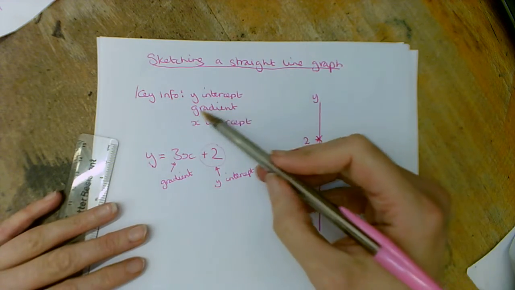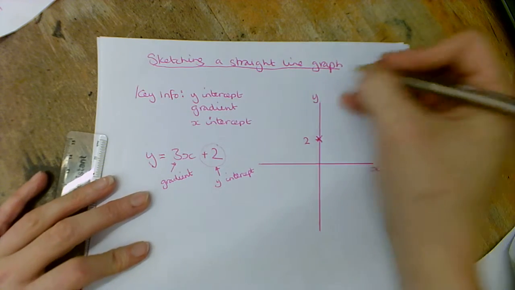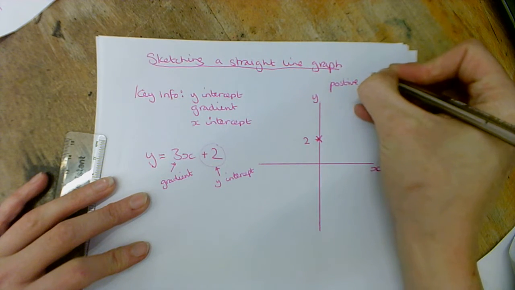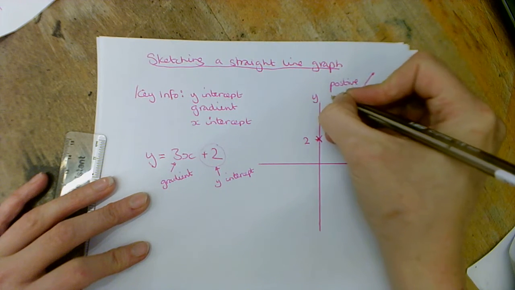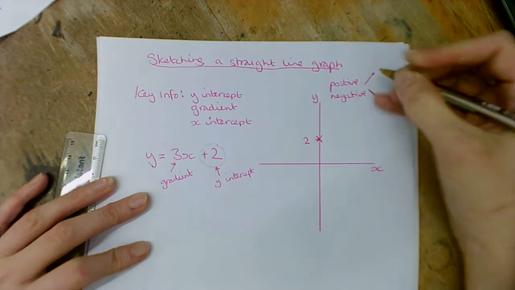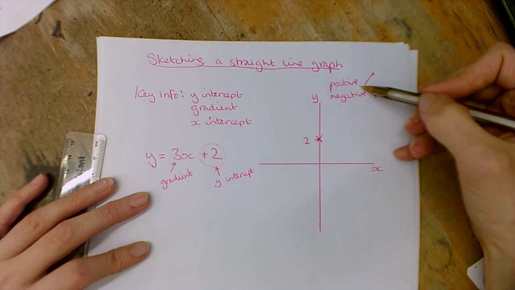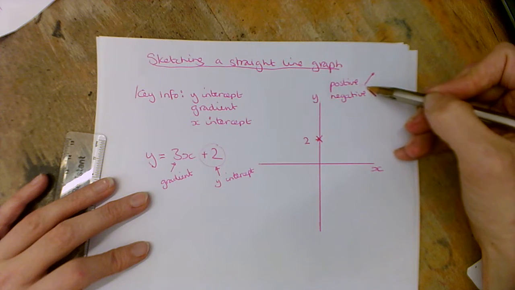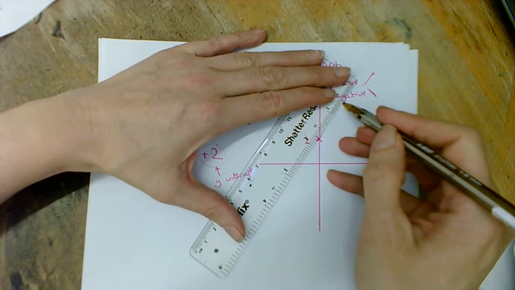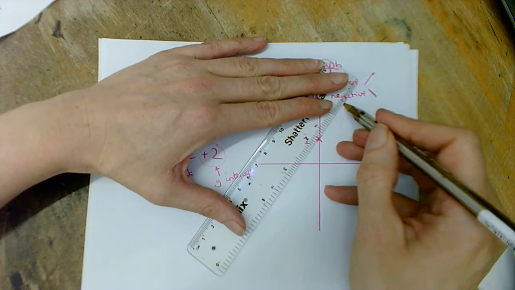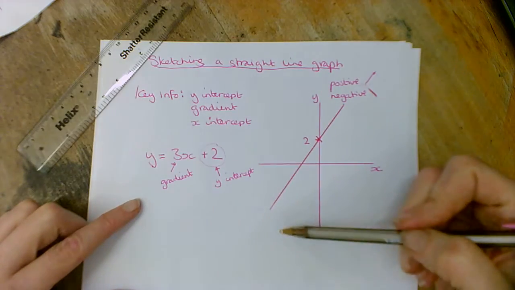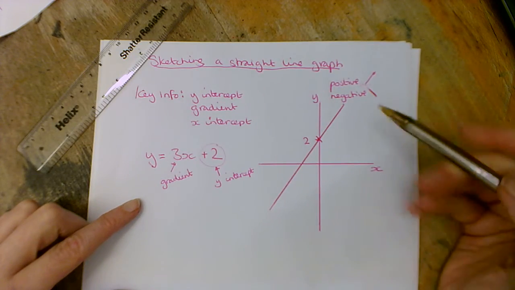Now the next thing I'm going to look at is my gradient. Now when it's a positive gradient, my graph goes upwards. When it's a negative gradient, my graph goes downwards. Now remember, we're reading from left to right, so that's upwards left to right, and that's downwards left to right. So because I'm just sketching it, I'm just going to draw my diagonal line. Now it's a positive 3, so I know my diagonal line is going to go in an upward direction.